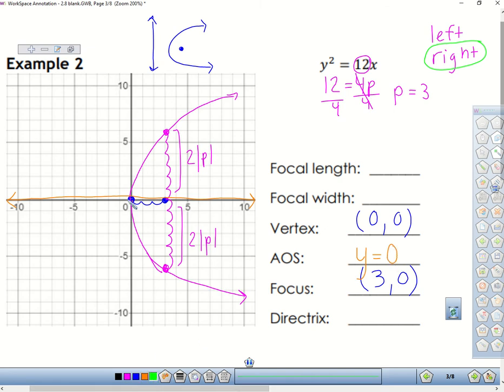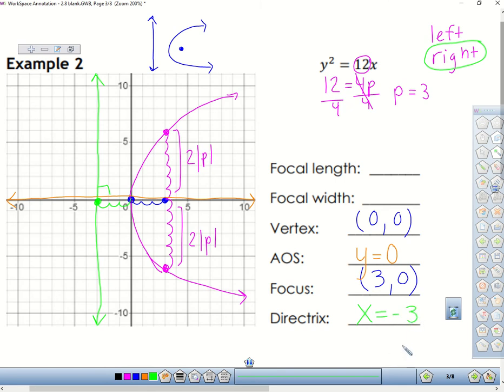Now to determine your directrix, however many units you go from the vertex to the focus is however many units you're going to go the other direction to your directrix. So how many units did I go from the vertex to the focus? 3. So you're going to go 3 the other way. You're going to plot that point, and you're going to draw a line. And that line is going to be the directrix. Now, the directrix and the axis of symmetry are always perpendicular. So if you don't get 2 perpendicular lines that create a right angle right here, you did something wrong. And your directrix is going to be x equals -3.